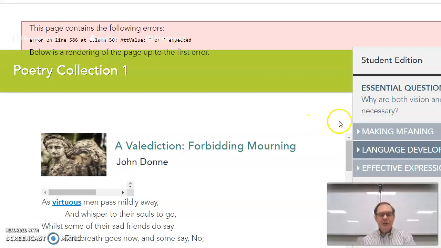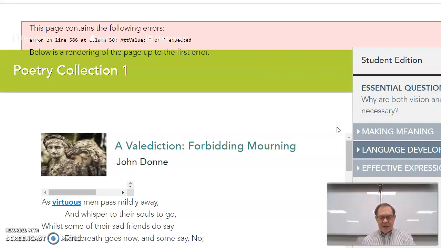So we start out, as virtuous men pass mildly away and whisper to their souls to go, while some of their sad friends do say the breath goes now, and some say no, so let us melt, and make no noise. No tear floods nor sigh tempests move, 'twere profanation of our joys to tell the laity our love. Moving of the earth brings harms and fears, men reckon what it did and meant, but trepidation of the spheres, though greater far, is innocent.